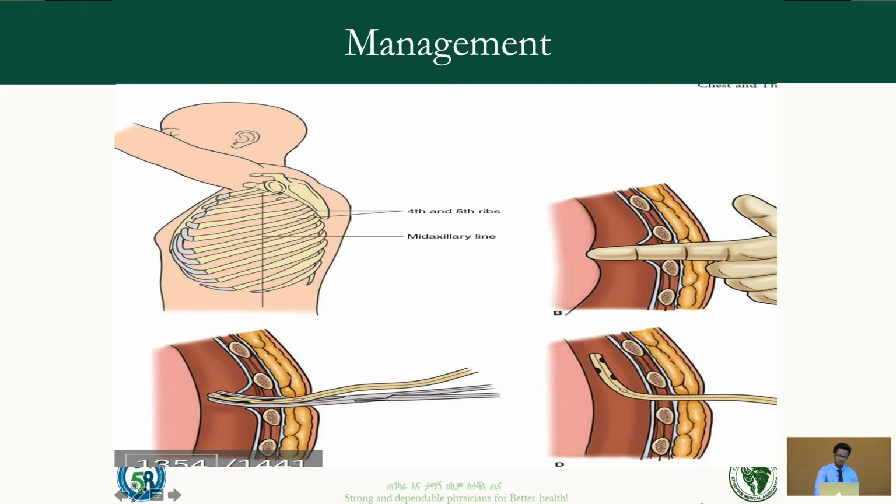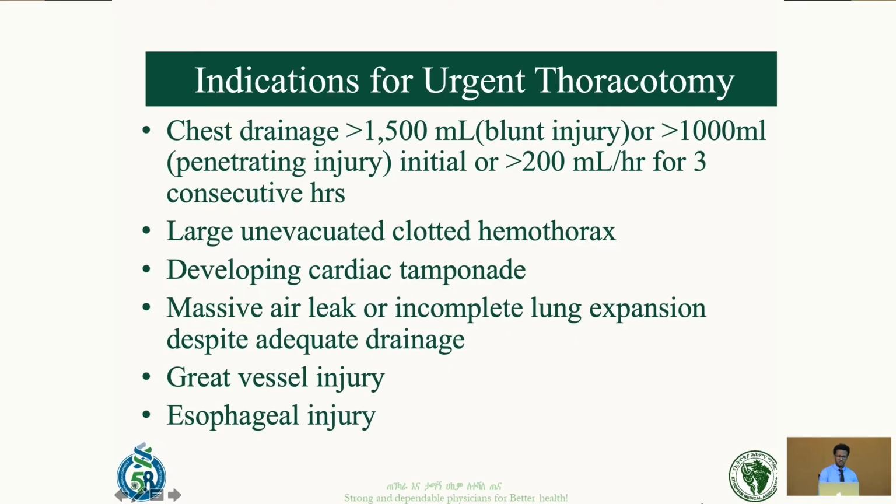About 25% of our patients may have pleural symphysis, so it's important to be careful not to injure the lung parenchyma during the insertion of the chest tube. Very careful dissection and appropriate placement of the tip of the chest tube is important. There are some clearly settled indications for urgent thoracotomy, and these are listed on the slide.